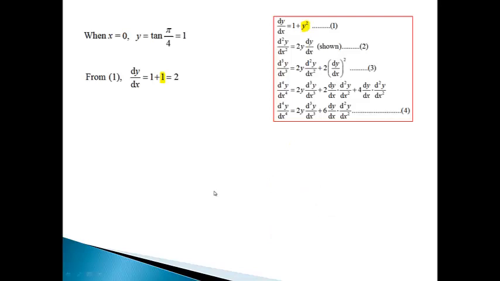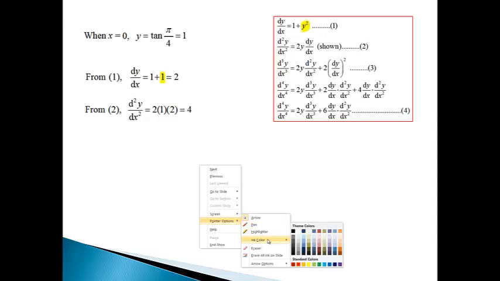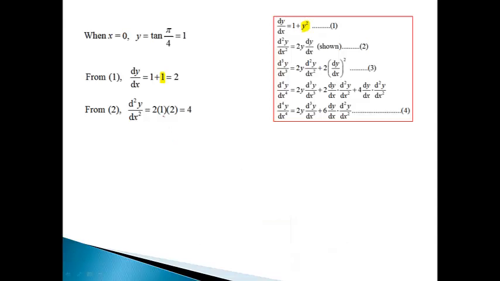Now I substitute the value of y equals 1 and dy dx equals 2 into equation 2. Now we will get d2y dx squared equals 2 times 1 times 2. In this case, the 1 is the value of our y. This 2 here refers to the value of dy dx.